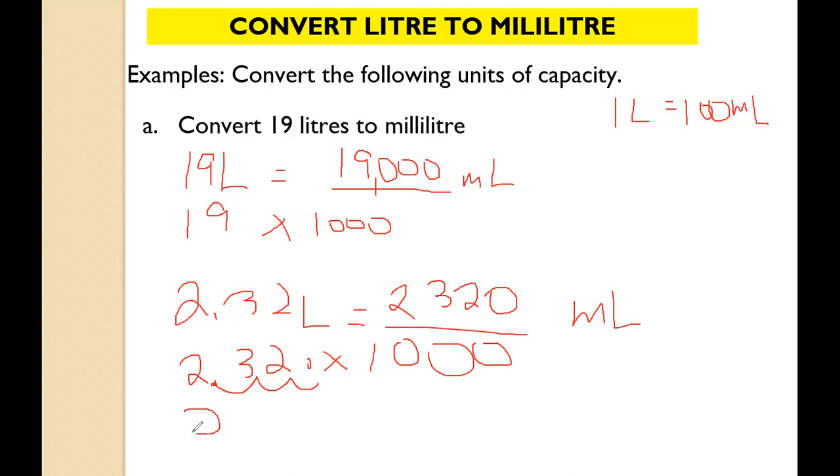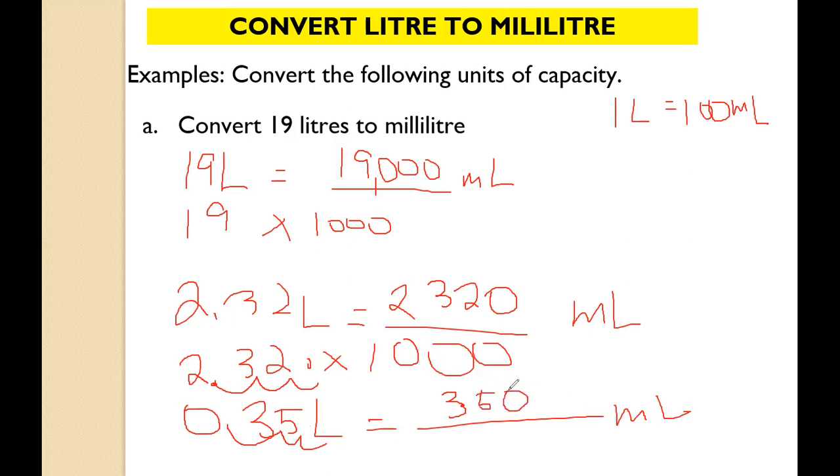How about if I have 0.35 liters, how many milliliters? Again, we are going to multiply by 1,000, so we move our decimal 3 times. Therefore, 0.35 liters is 350 ml. That is simple.